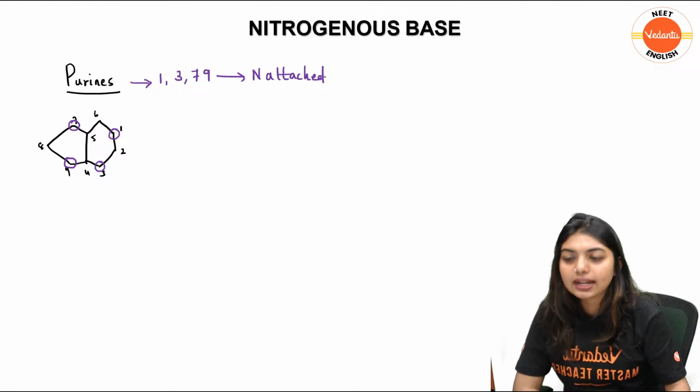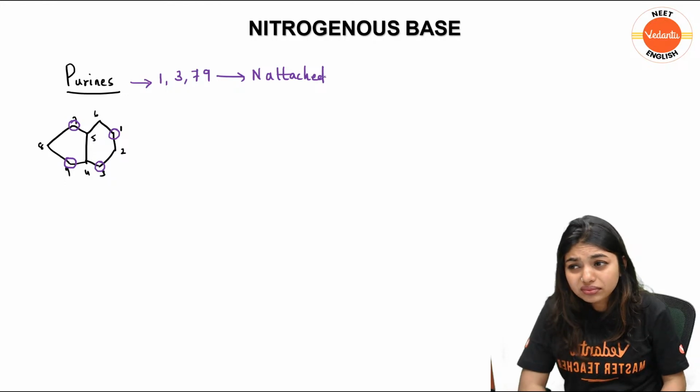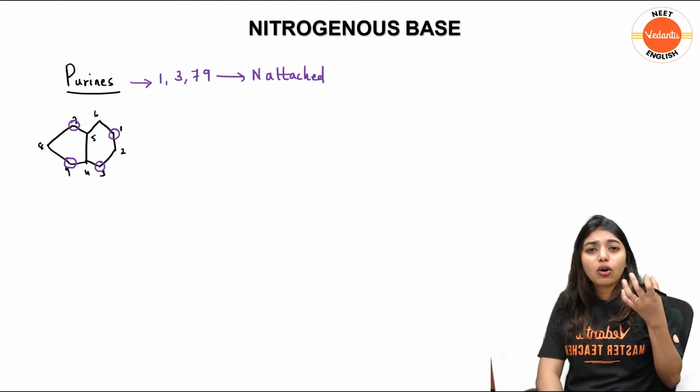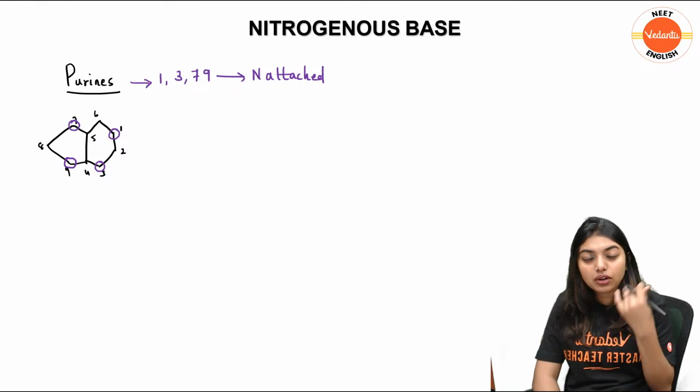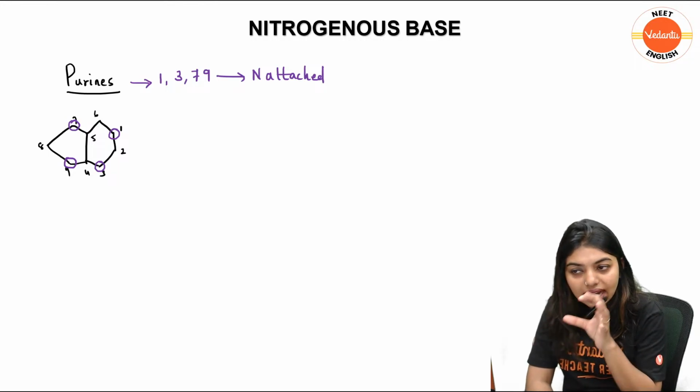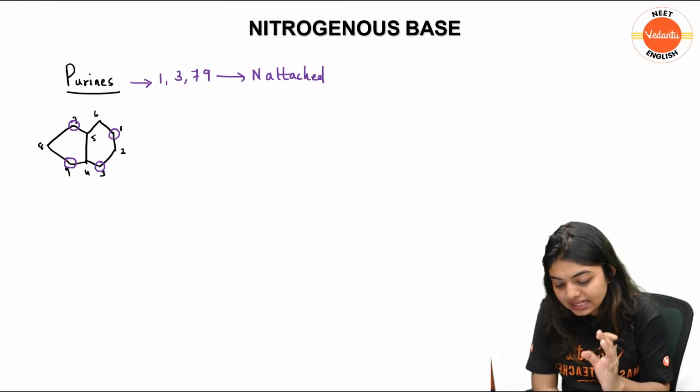Okay, nitrogen attached position. Okay, yes or no? Purines are what basically? They are all made up of your nitrogen based or your amino acids, right? So N will be there. N attached positions will be 1, 3, 7, 9.